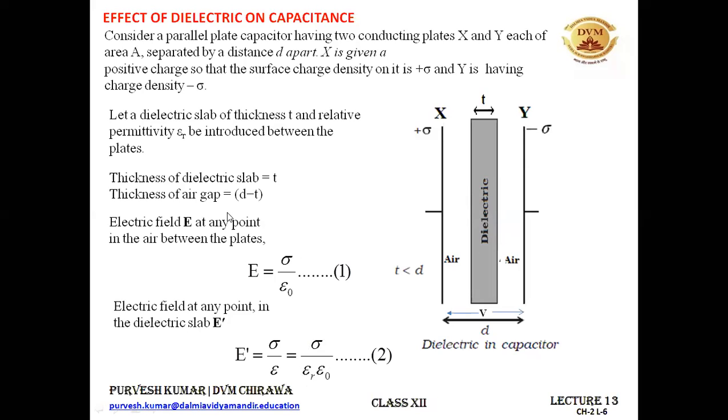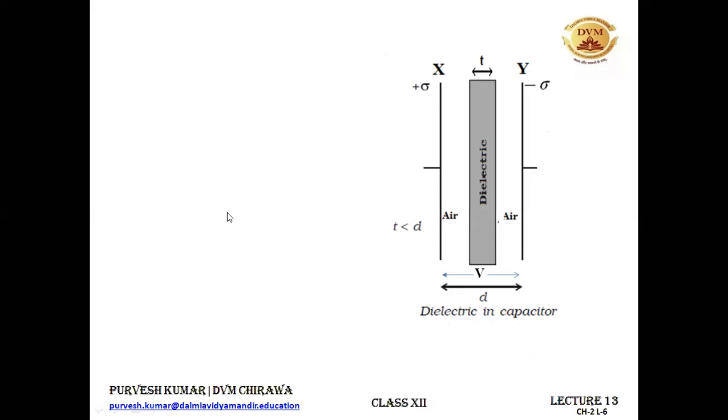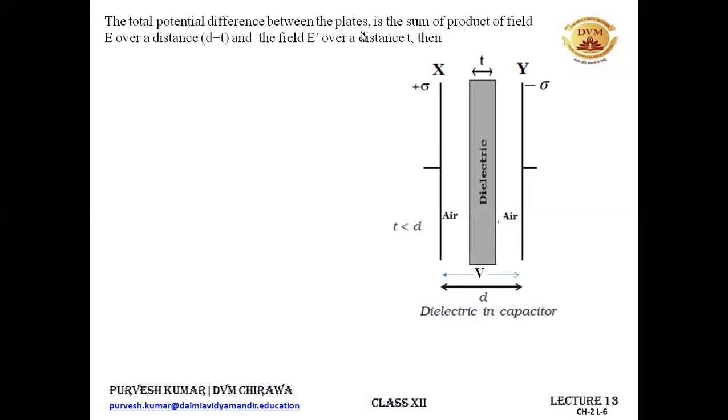Now we need to find the electric field by a different formula also. So this was our case. We have the parallel plate capacitor with a dielectric inserted in it, and the voltage between the plates X and Y is capital V. The separation distance is small d, and t is the thickness of the dielectric slab that we have inserted. So the total potential difference between the plates is the sum of the product of electric field E over a distance d minus t and the field E dash over a distance t.